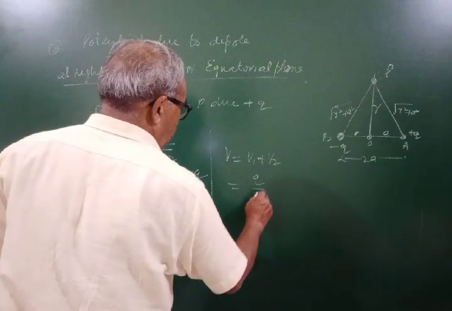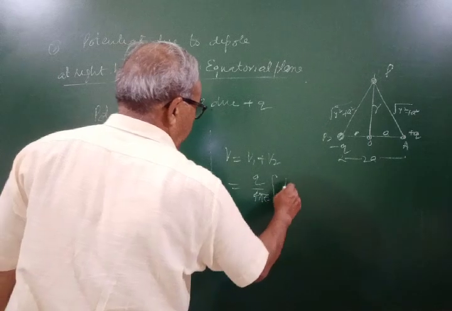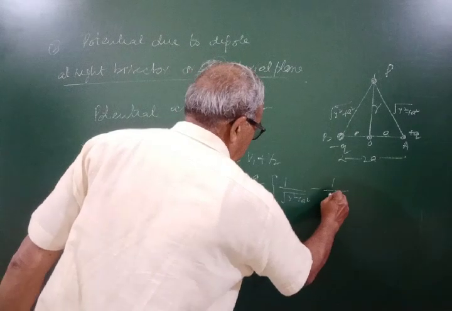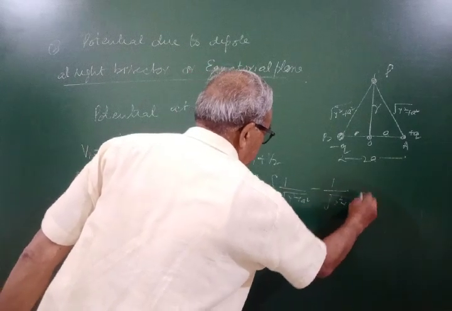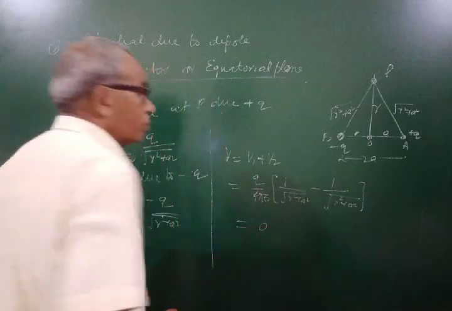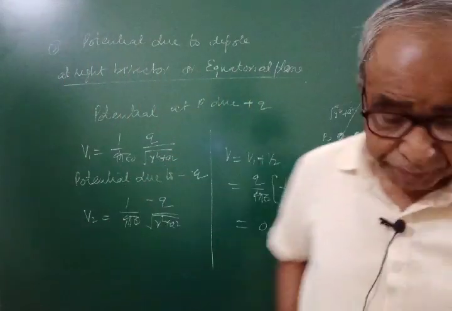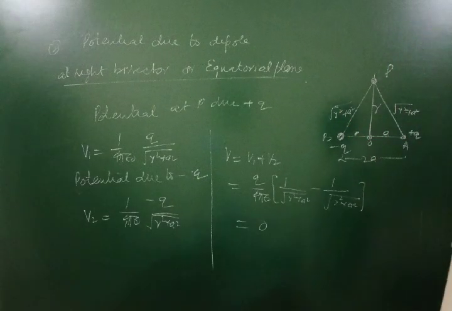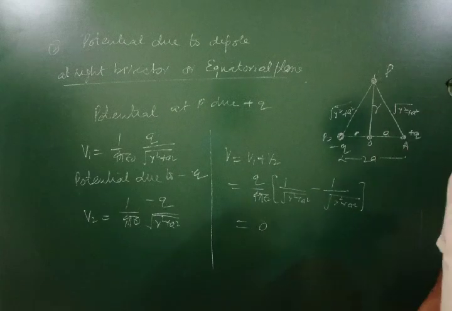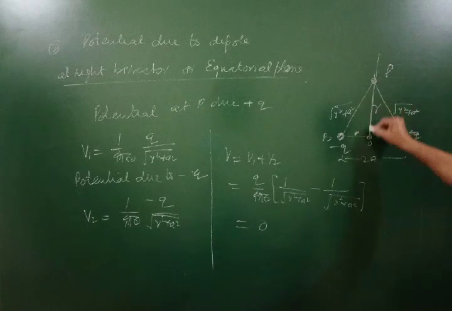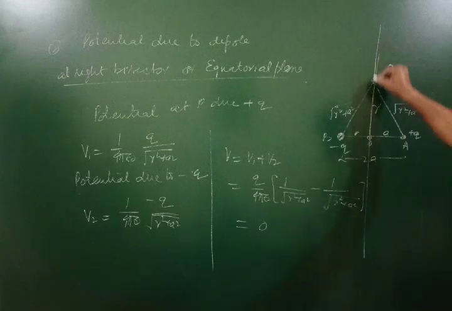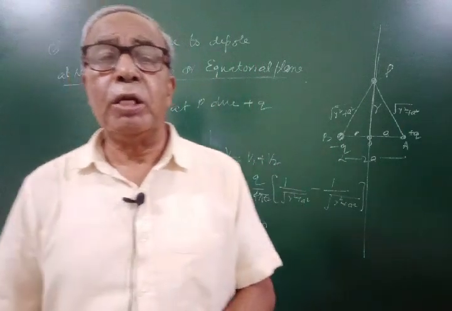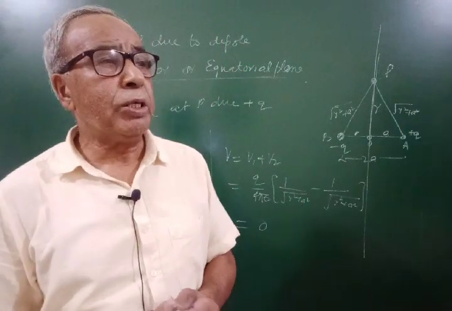It is Q upon 4 pi epsilon 0 into 1 upon under root r square plus a square minus 1 upon under root r square plus a square, and it is 0. At every point of the equatorial plane, or right bisector, potential is 0. आप इस लाइन पर यानी कि इस प्लेन में कहीं भी होंगे, wherever you are, potential due to dipole is 0.